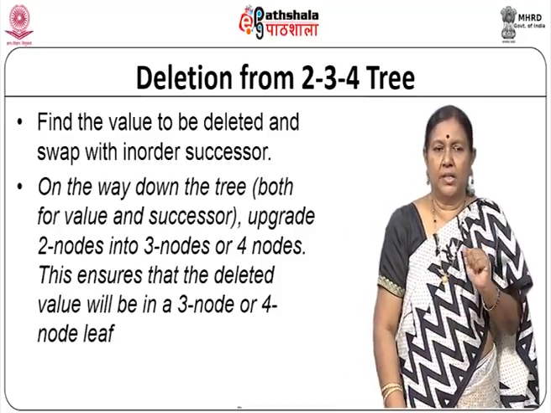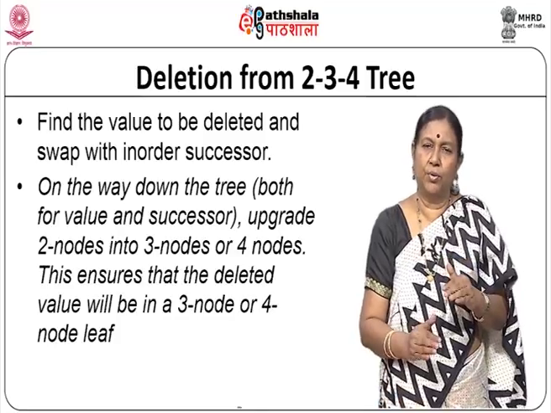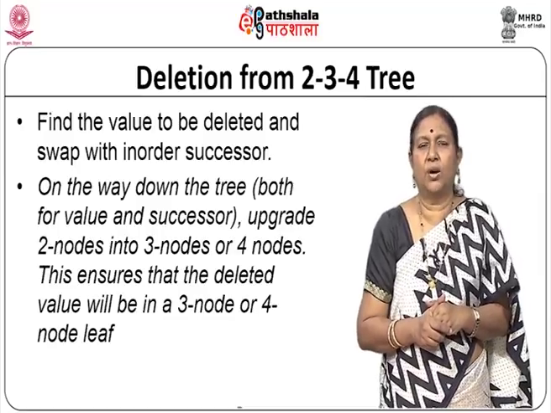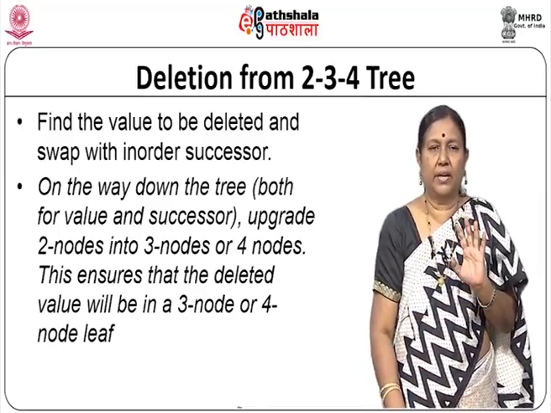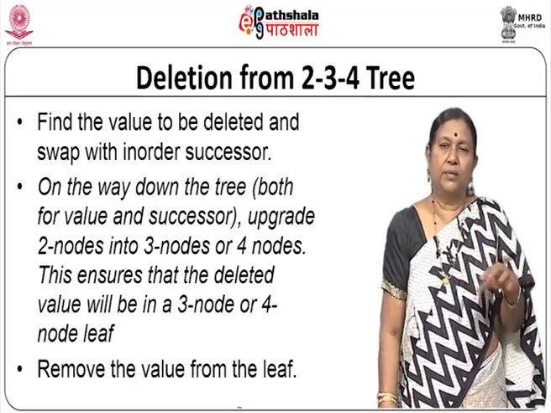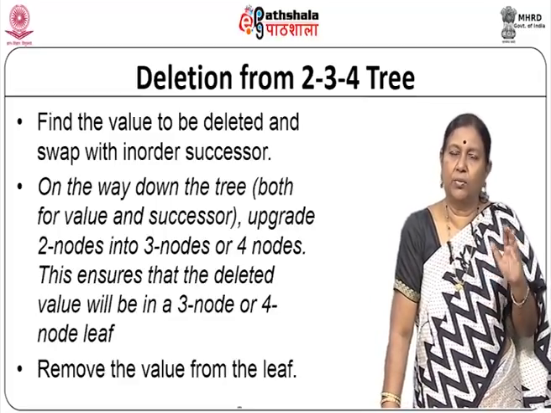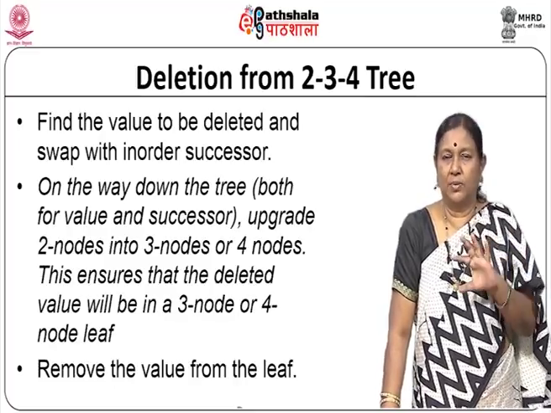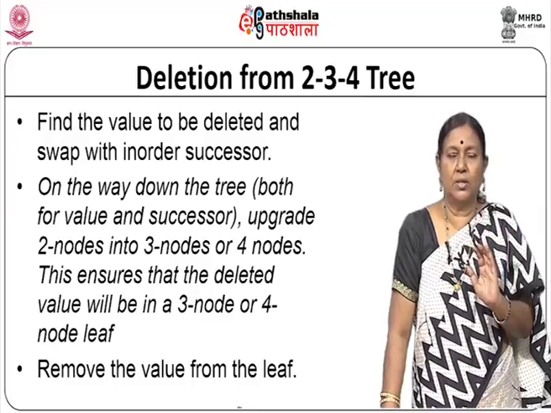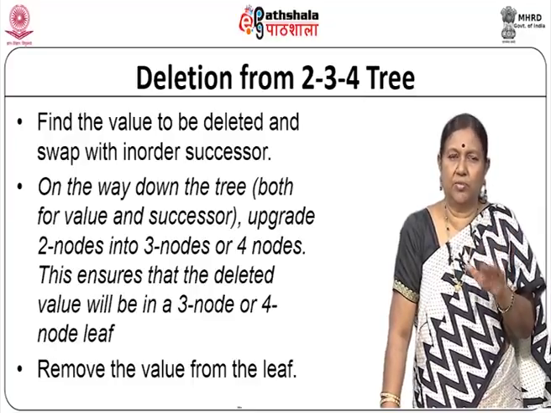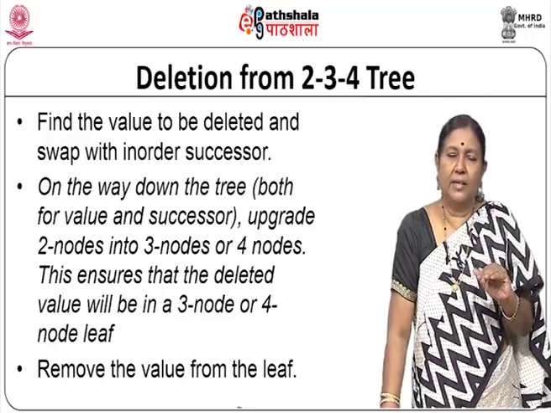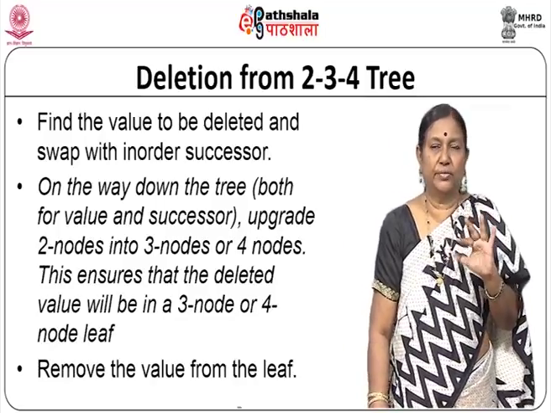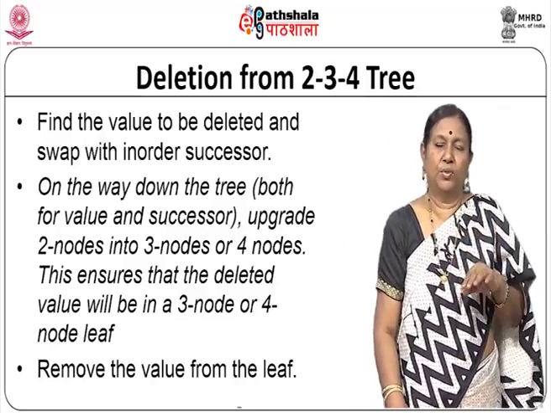So, on the way down the tree, both for the value and the successor, upgrade 2 nodes into 3 nodes or 4 nodes. This ensures that the deleted value will be in a 3 or a 4 node leaf. So, this is what we are trying to do: remove the value from the leaf. On the way down the tree, when we are searching for both value and successor, we do the search and upgrade 2 nodes into 3 or 4 nodes. When we do that, when we are deleting, we ensure that no violation occurs, and then you remove the value from the leaf.